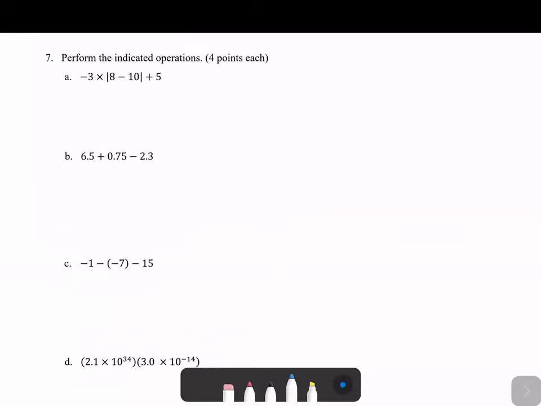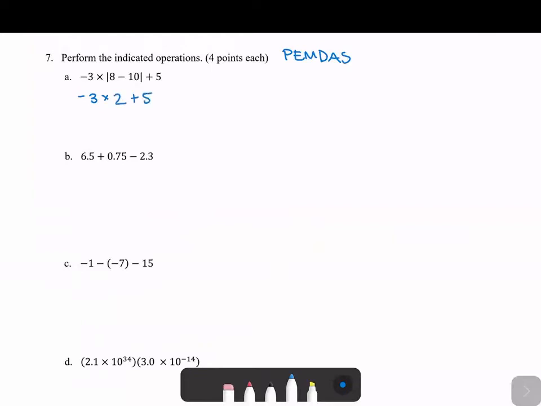Okay, so -3 times the absolute value of 8 minus 10 plus 5. So remember that in our order of operations, PEMDAS, the parentheses include any grouping operation, and the absolute value sign is an example of that grouping operation. So we would do that one first. So -3 times the absolute value of 8 and 10. So the difference between 8 and 10 on the number line is 2 units. So that's a 2. And then we add 5.